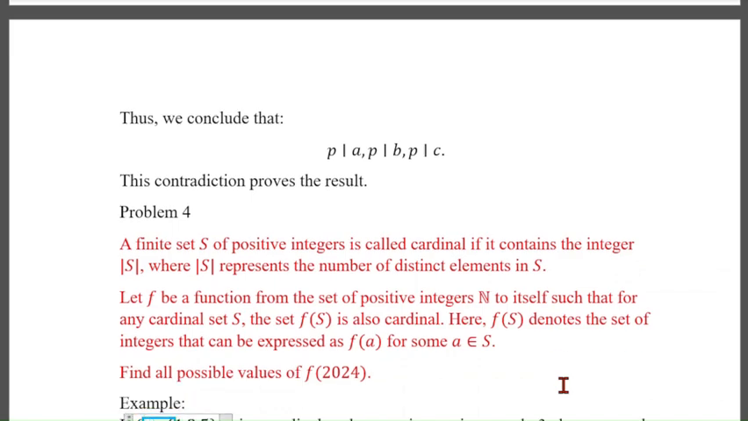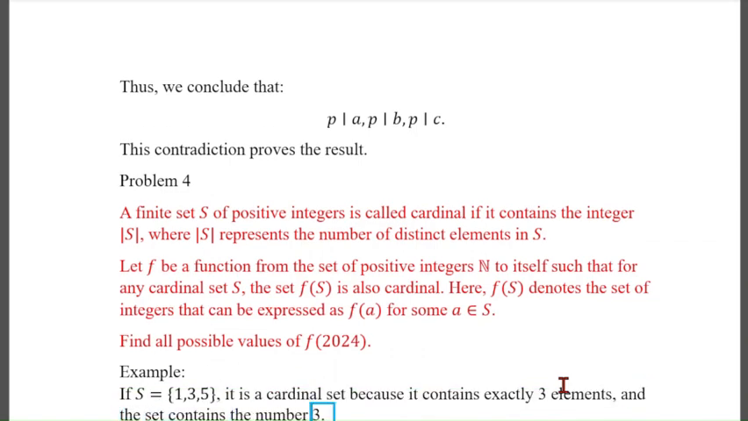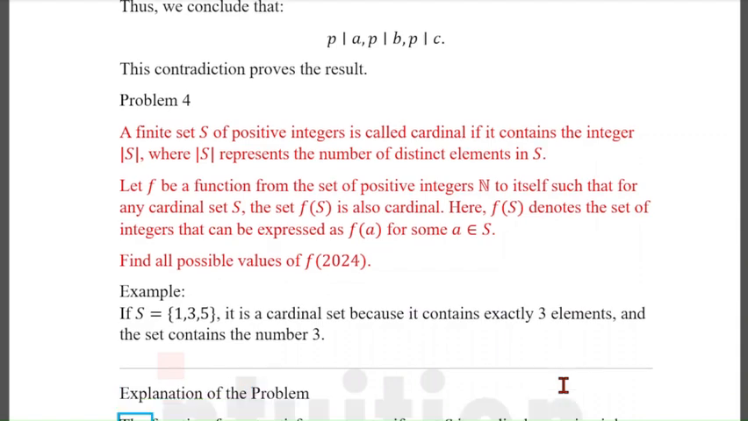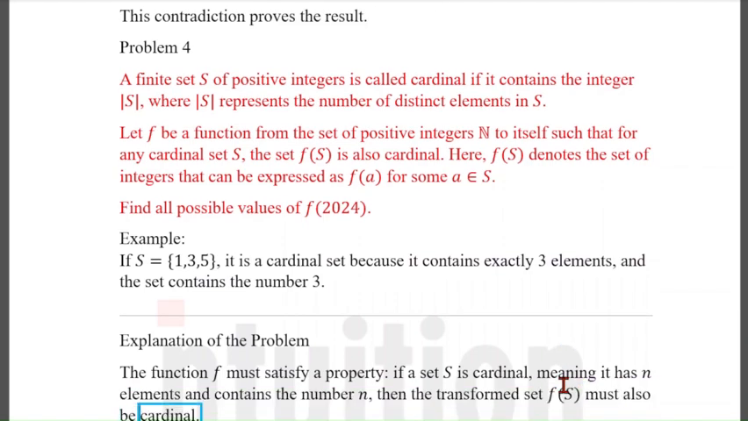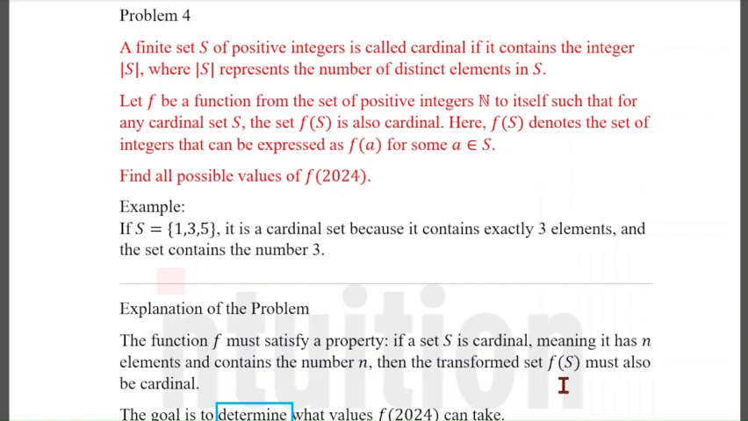Example: if S = {1, 3, 5}, it is a cardinal set because it contains exactly 3 elements, and the set contains the number 3. Explanation of the problem: the function f must satisfy a property: if a set S is cardinal, meaning it has n elements and contains the number n, then the transformed set f(S) must also be cardinal. The goal is to determine what values f(2024) can take.